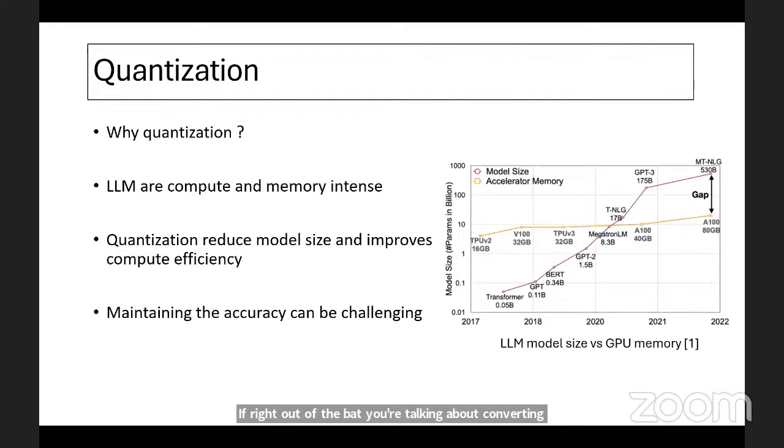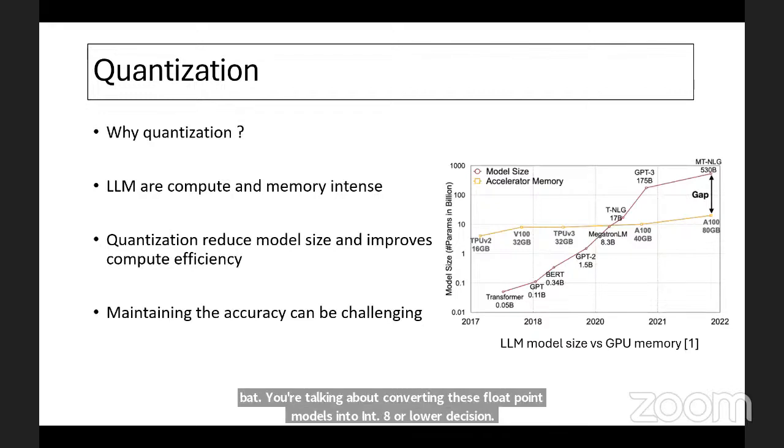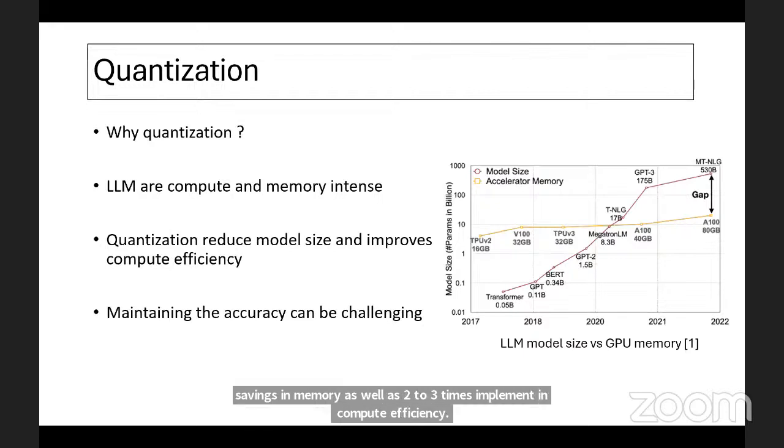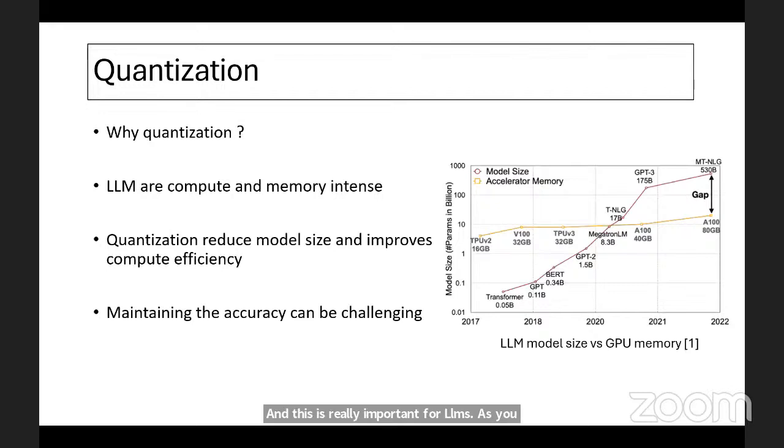So what that means is you are getting at least 2 or 3 fold savings in memory, as well as 2 to 3 times improvement in compute efficiency. And this is really important for LLMs. As you can imagine, they're eventually growing in size. And when compared to the GPUs that are expected to run these models, the scaling of memory is not proportional.